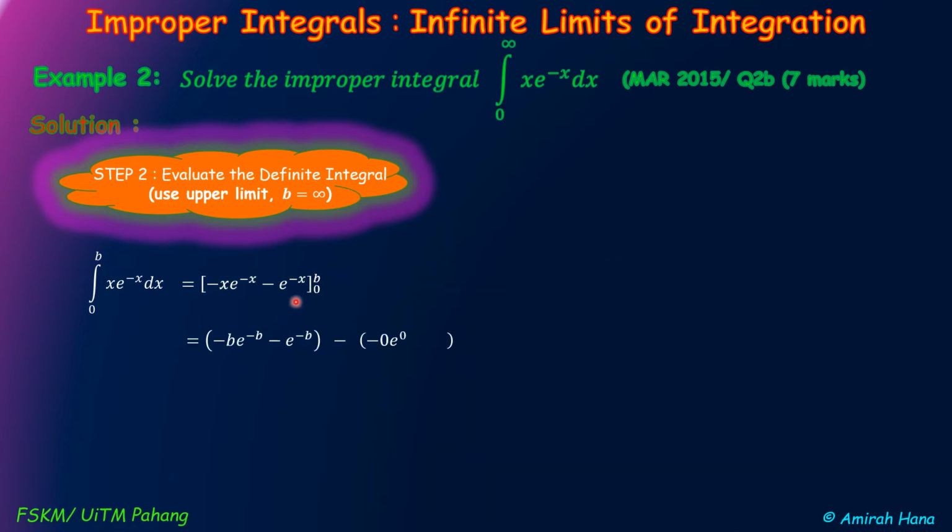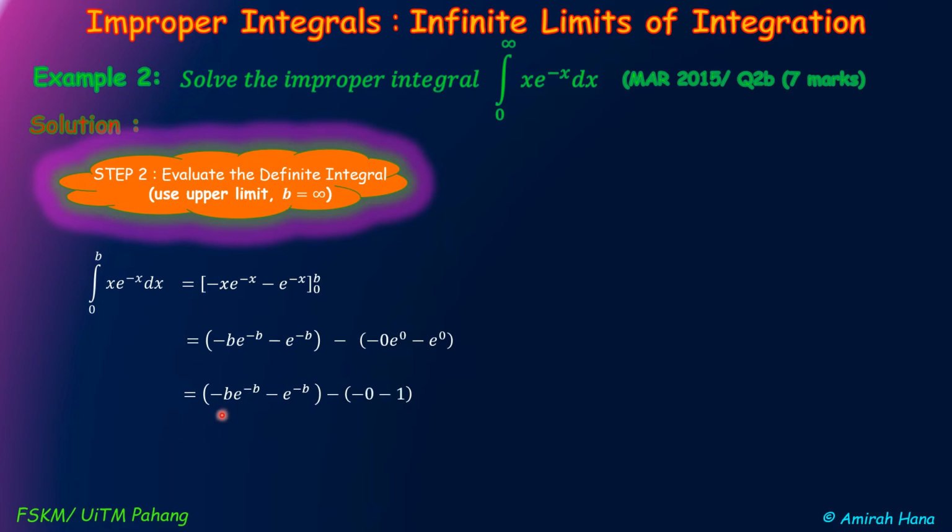After that, we need to replace the upper limit b into variable x. So we substitute the upper limit b into x here, and x here, so we get this. And we replace the lower limit 0 into variable x here. And in between there should be a minus sign when we substitute the lower and upper limit.